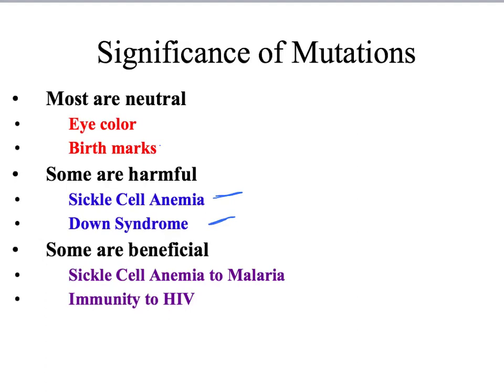People who have sickle cell anemia, now the majority of people affected by this disease live in Africa. In Africa, there are a lot of mosquitoes, and mosquitoes carry malaria. The nice thing is, those people who are affected by sickle cell do not tend to get malaria, and so they are immune to that. And there are some people who are actually immune to HIV due to a mutation. HIV is the virus that leads to AIDS.